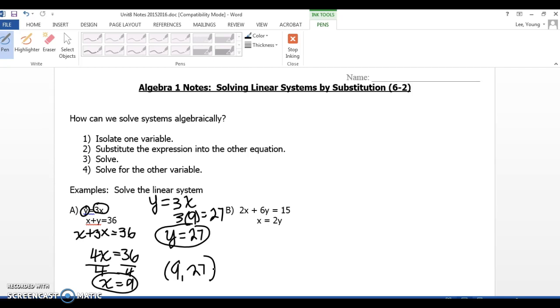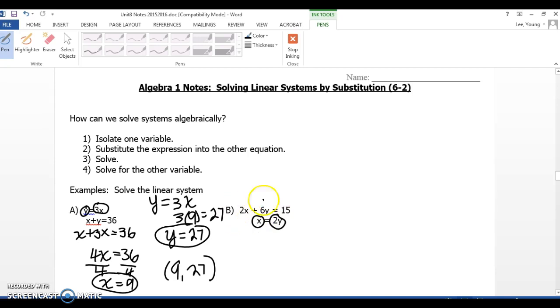Now, which one is already isolated? If you look at the second question, 2x plus 6y equals 15, x equals 2y. So x is already isolated. Is that right? So we know that x is the same as 2y. Since x is the same as 2y, we can substitute x with 2y in the other equation.